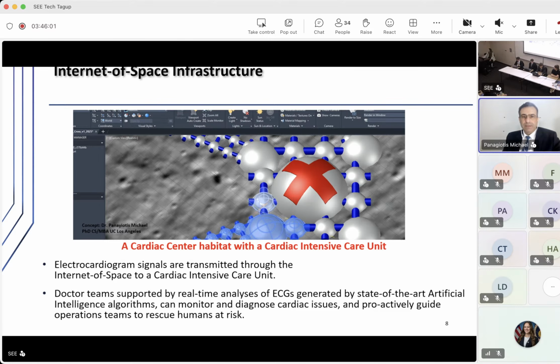Electrocardiogram signals are transmitted through the Internet of Space to a cardiac intensive care unit, and doctor teams, supported by real-time analysis of ECGs generated by state-of-the-art artificial intelligence algorithms, can monitor and diagnose cardiac issues and proactively guide operations teams to rescue humans at risk.